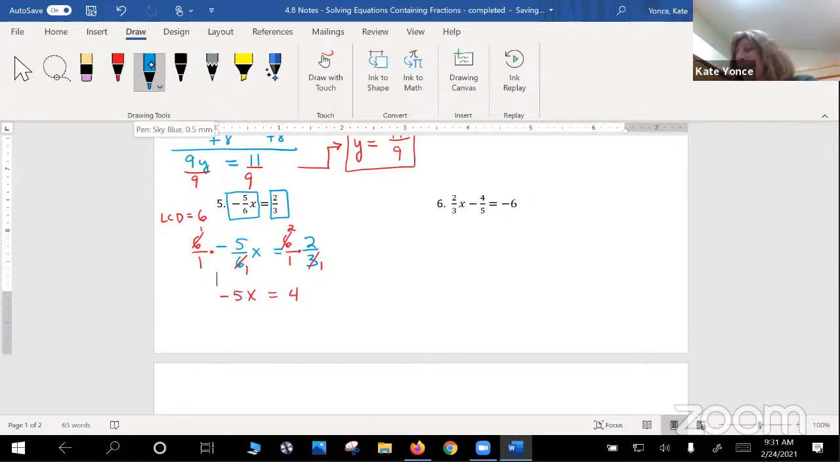Divide by -5. Divided by 5, and then the answer is x equals 4/5. Oh, what about that? I know you don't like negatives, Erica, but what is it going to be? -4/5. Yes.